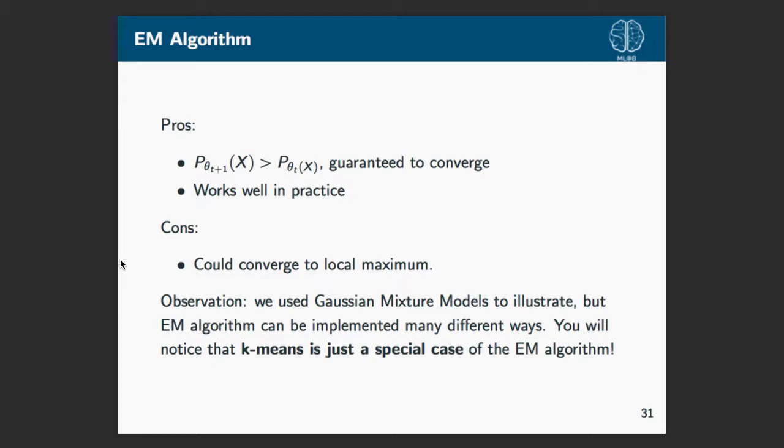So the key takeaway is EM can be implemented many different ways. For example, k-means is just a special case of the EM algorithm. K-means doesn't use Gaussians, but it's still an EM algorithm. It still does the expectation maximization stuff. That's why a lot of the analogies are really similar. And this is why k-means will always converge, because we showed that the EM algorithm will always converge, because the E step always provides a lower bound that we maximize, and the M step.